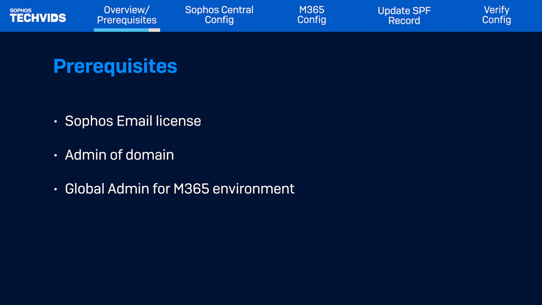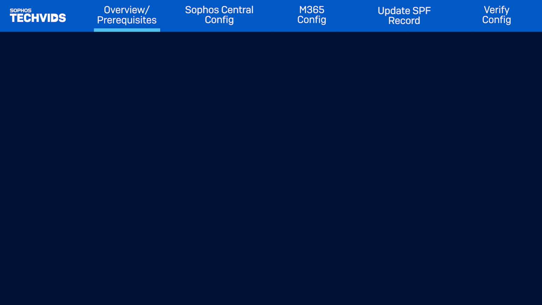Before you start, you must have a SOPHOS email license. You must be the administrator of the domain. You must also be the global admin of the M365 environment. And finally, you must be a super admin in SOPHOS Central. Let's get started in SOPHOS Central.